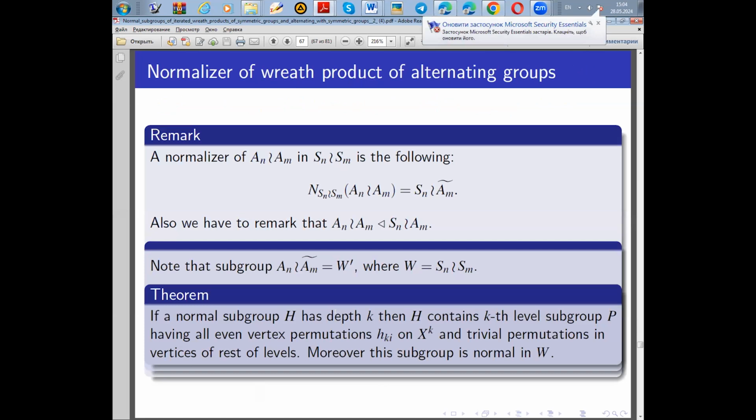And the last slide: the normalizer of N wreath product AM in the wreath product of permutation groups of degree N and M is the following: Sn sub-wreath product AM.